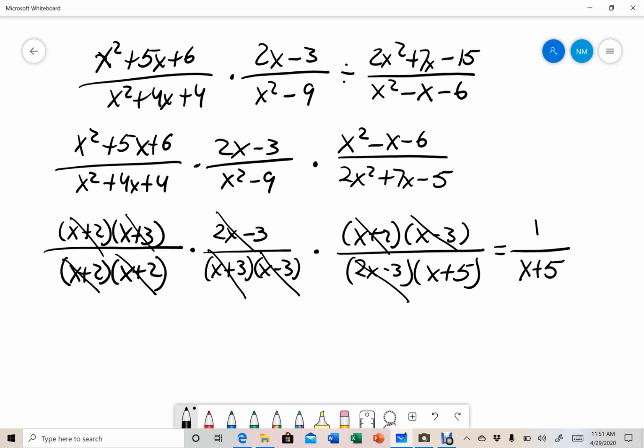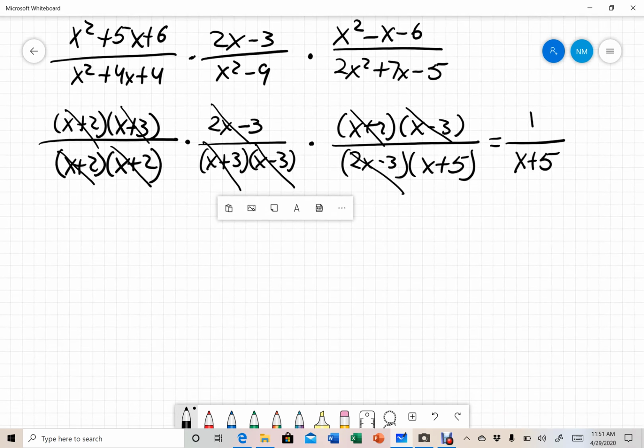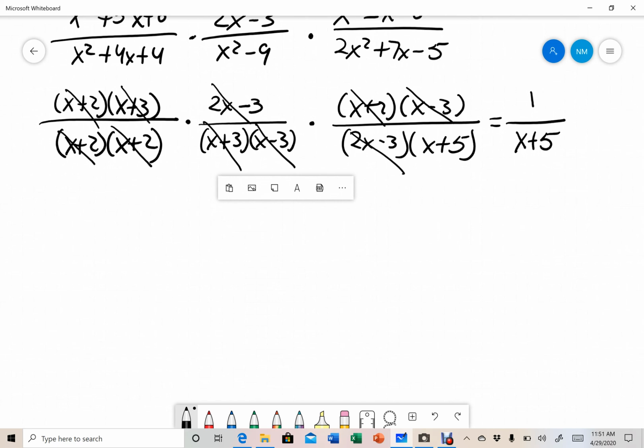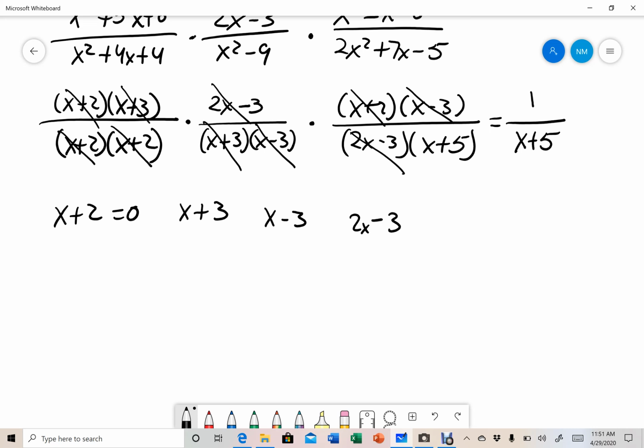Now I have to find my excluded values. So I start with x plus 2. Then I've got x plus 3. I've got x minus 3 here. So x plus 2, x plus 3, x minus 3. I already did x plus 2. And then 2x minus 3. Okay, so all my canceled values are represented here.